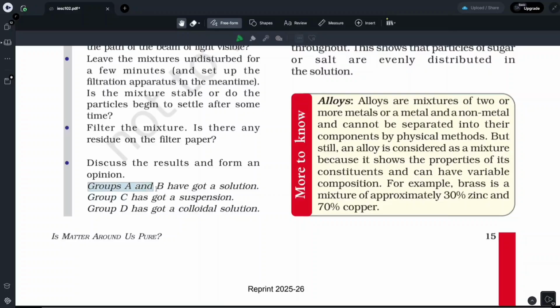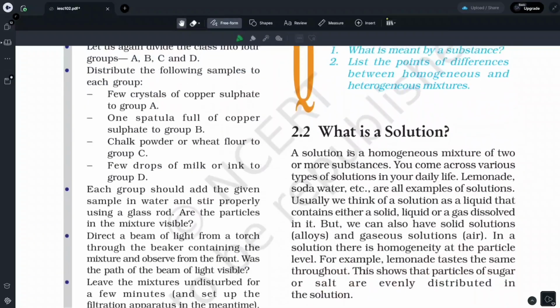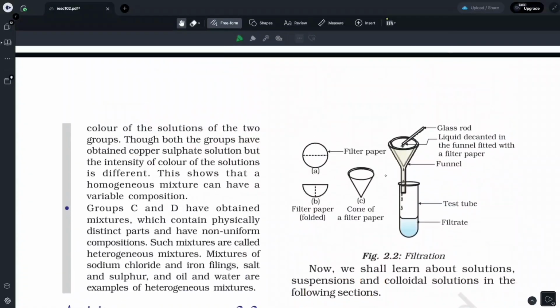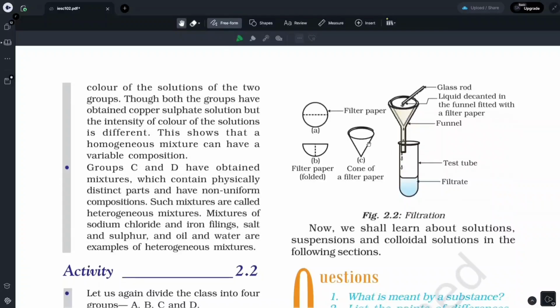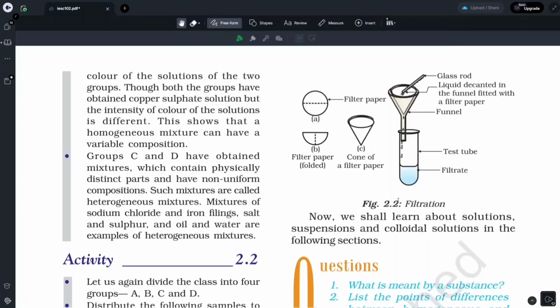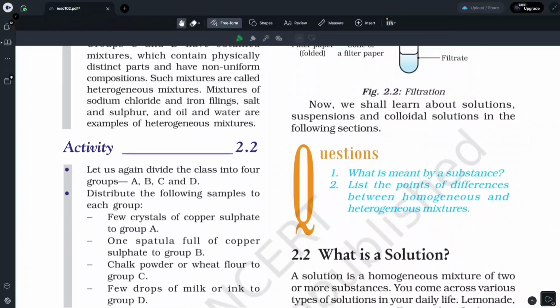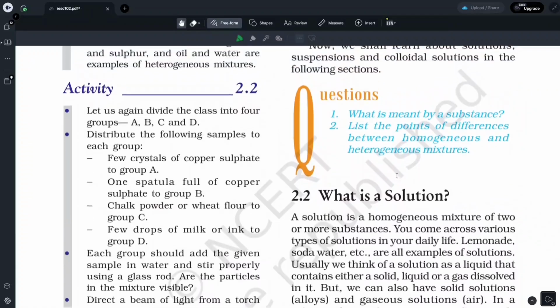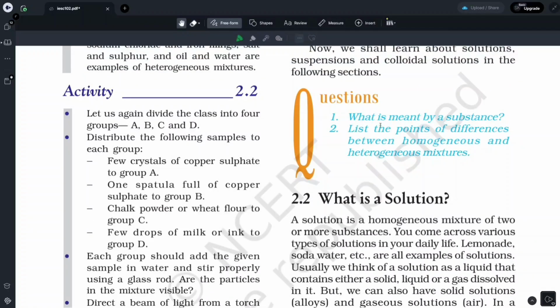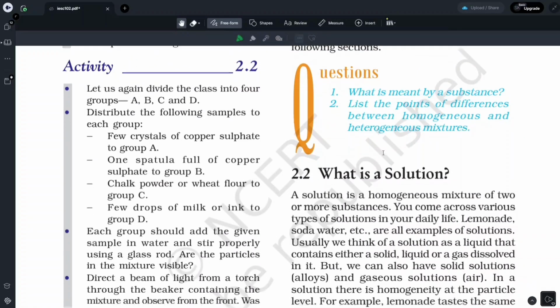Groups A and B have got a solution. Group C has got a suspension. Group D has got a colloidal solution. Pause the video and check out the figure about the filtration. Now we shall learn about solutions, suspension and colloidal solution in the following section. These are the questions. You can read and answer them by yourself.